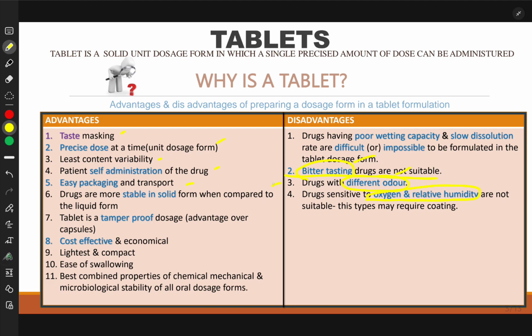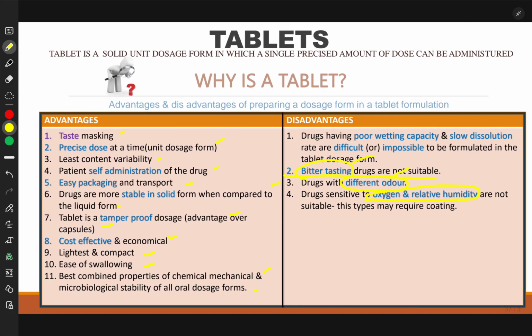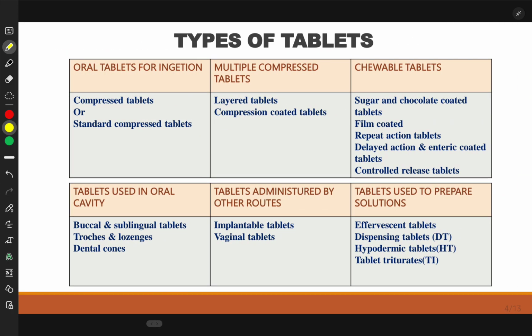By studying just this simple slide, you will know everything about the tablet: advantages, disadvantages, what a tablet is, the dosage form, everything. It is around 40 minutes now, so here we'll end this chapter. In the next part, we'll be completing the types of tablets.